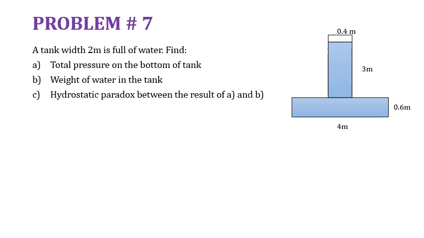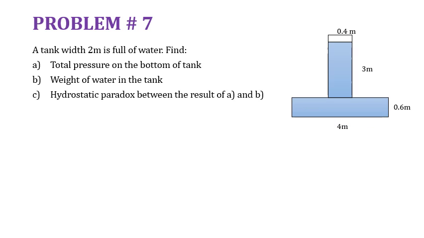So the last numerical for today: a tank width is 2 meter and it is full of water. Find the total pressure on the bottom of the tank, the weight of the tank, and hydrostatic paradox. Going with part A, the total pressure at the bottom of the tank. We know the pressure at the bottom is given as rho GH, and to calculate the force we have to multiply it by the base area.